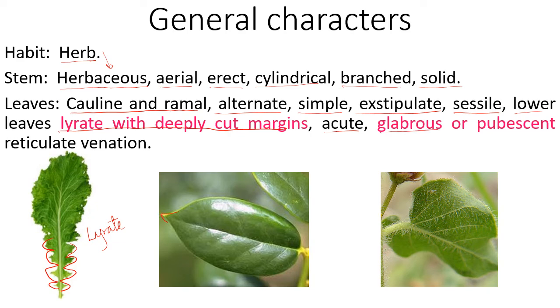Glabrous condition and pubescent condition can be seen. Glabrous where smooth condition can be seen, and here the pubescent where the epidermis shows the epidermal hairs, hairy structure can easily be seen here, and here the smooth or glabrous condition can be seen, and venation is reticulate.